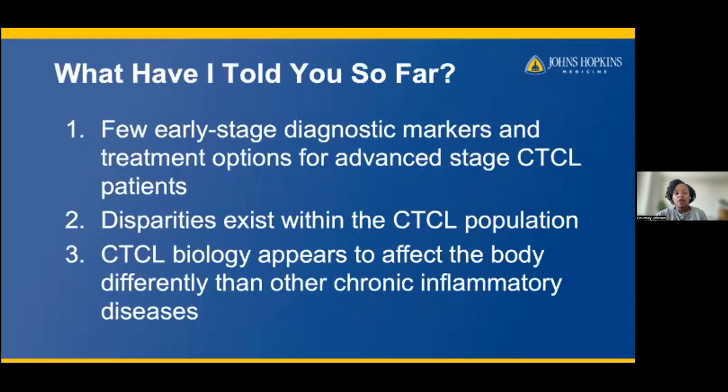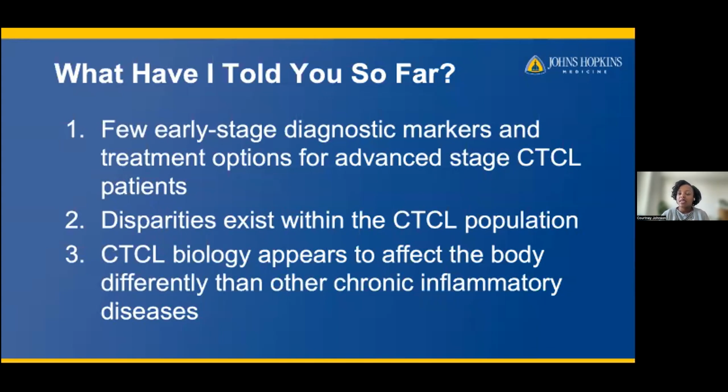So what have I told you so far? I've told you basically that there are a few early stage diagnostic markers and treatment options for advanced stage CTCL patients. I've also told you that there are disparities that exist within the CTCL population. And then I've also told you that CTCL biology appears to affect the body differently than other chronic inflammatory diseases. So these points taken together highlight the high complexity and heterogeneity of this disease and really have to be considered within the context of what we know about the pathogenesis of the disease, and to best direct our research of the gaps in our knowledge.